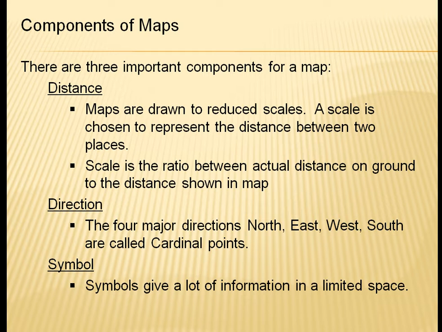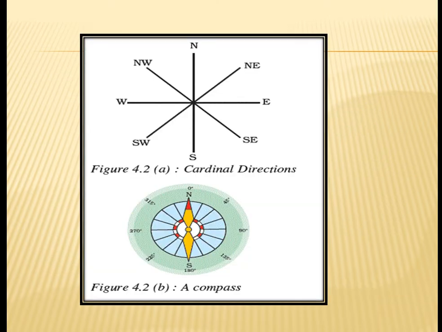Direction. The 4 major directions are north, east, west, south, which are commonly called cardinal points. Symbols give a lot of information in a limited shape. So we are going to understand this point in detail. Let's move. This is the cardinal direction and a compass. It is shown here, the cardinal directions north, south, east, west and the intermediate directions. This is the compass which is showing north, south and other directions.